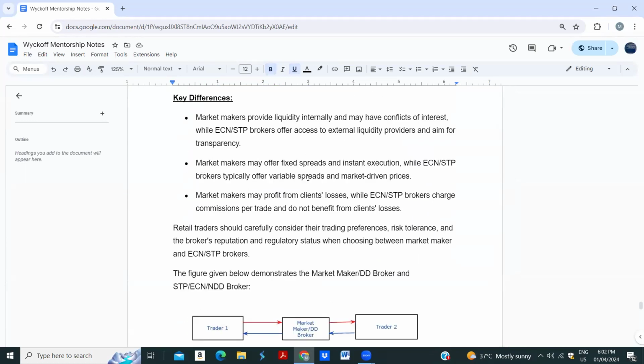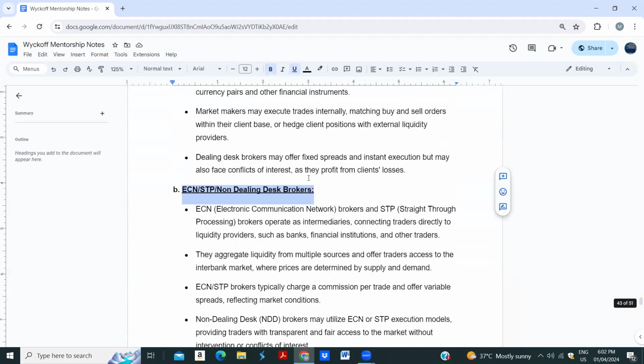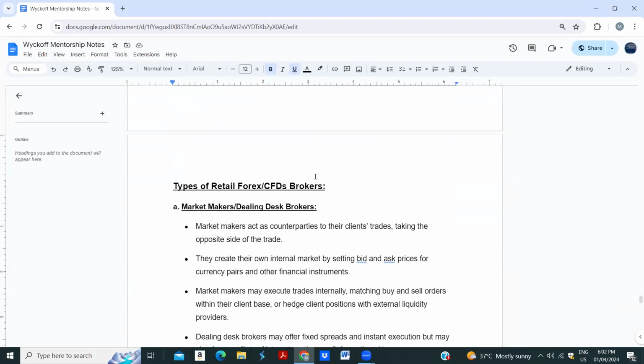So these are the two types of forex brokers or CFDs brokers that are widely available in the retail forex or CFDs market. We're gonna just cover the first one, and then we're gonna move on to the second one. So the first one is the market makers or dealing desk brokers.